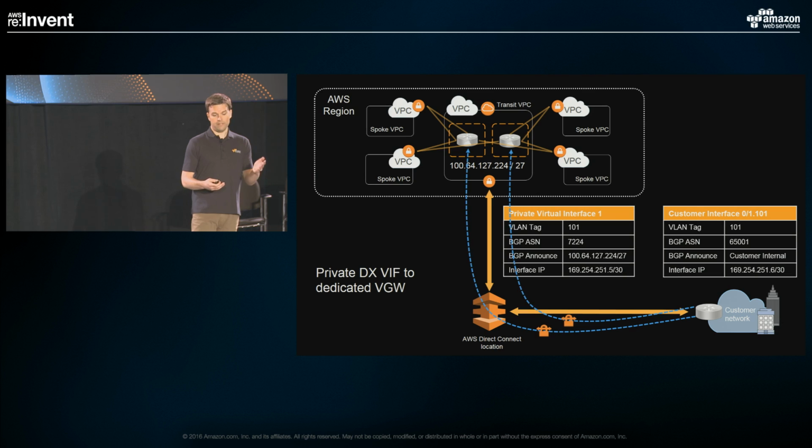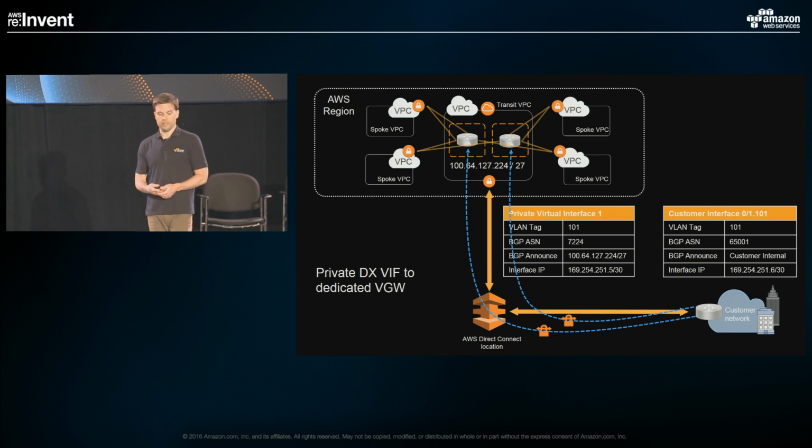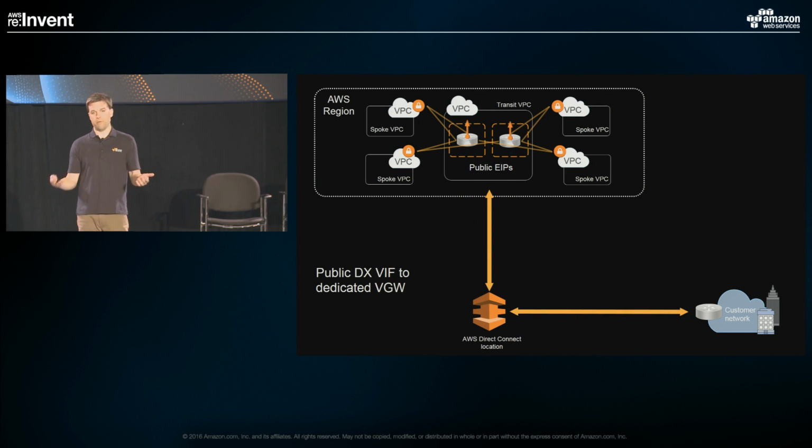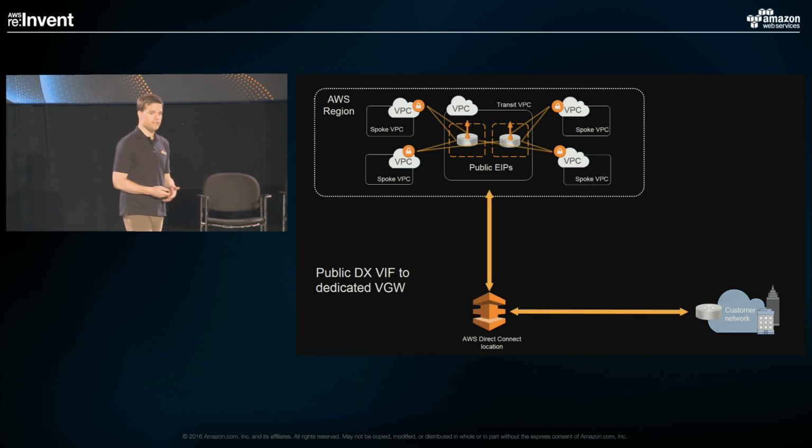So you can do this privately, like this. So here we're representing the tunnels from your on-premise VPN devices directly into the CSR transit routers. Or you can also do it over public. It's up to you. There's pluses and minuses on both.